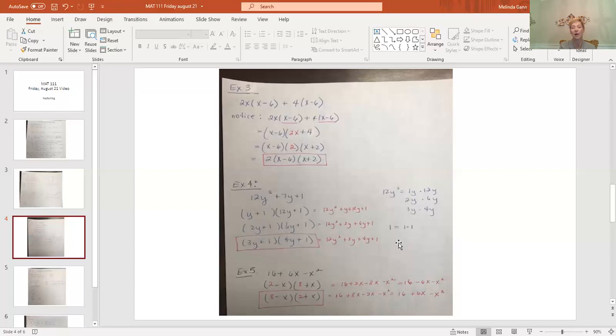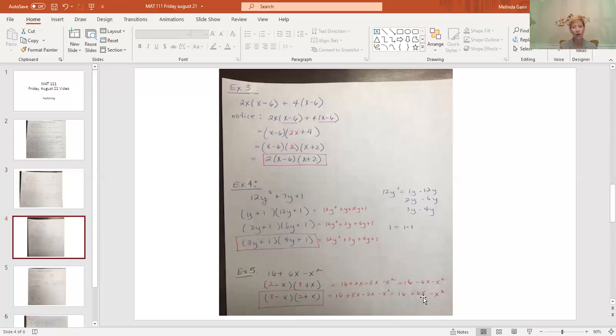1 and 16 don't subtract and give you a 6. 2 and 8 subtract and give you a 6. But I didn't know if the 2 went here or the 8 went there, so I tried them both ways. And then I multiplied them up to see which one got me the plus 6x. And this is the one that got me the plus 6x. So again, you can pause the video and try to multiply it yourself and see if you agree with me.